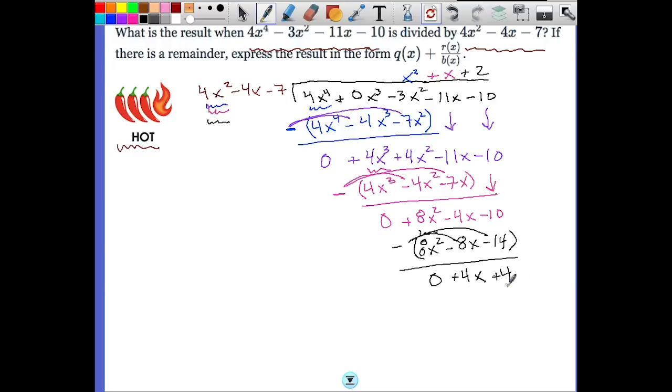Now, the degree of this polynomial, our dividend, is smaller than our divisor. That's how we know we're done. We have a fraction left over. So this is how we write this remainder. All we do up here is we go plus, and we're going to make this remainder a fraction. The remainder over the divisor.